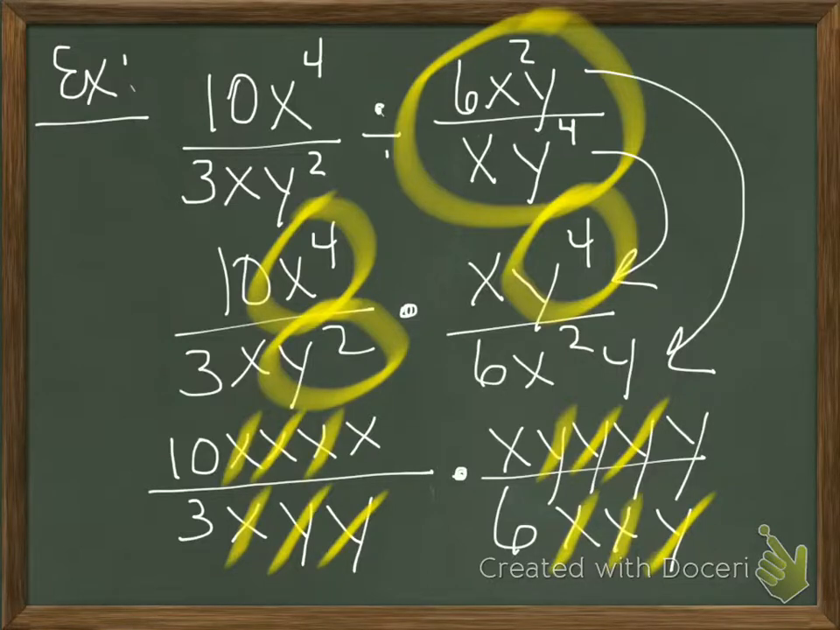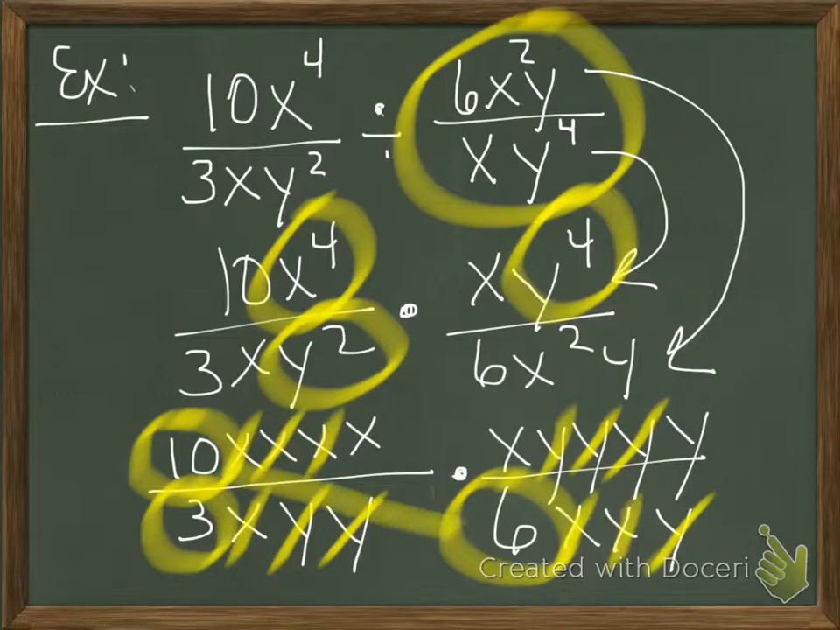a 6. Now I need to look at my numbers. 10 and 3 and 6. 10 and 6 are both divisible by 2. So I'm going to end up using that information in just a second when I write the answer to this.